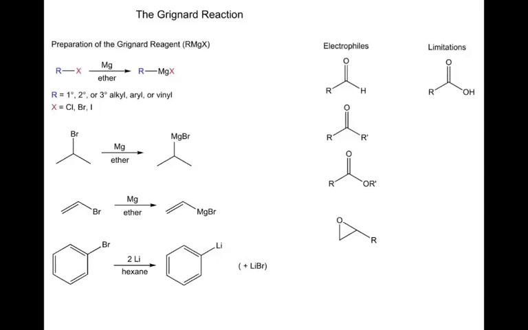Okay, in this video we are going to talk about the Grignard reaction. This is a very useful reaction that can make carbon-carbon bonds, and the product you usually get out at the end of this reaction is an alcohol.